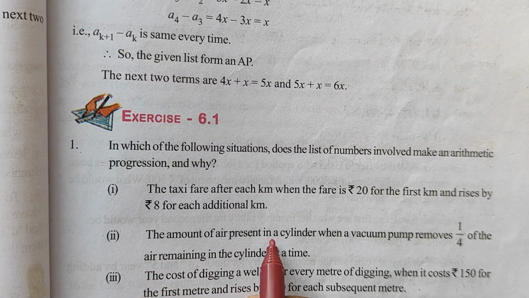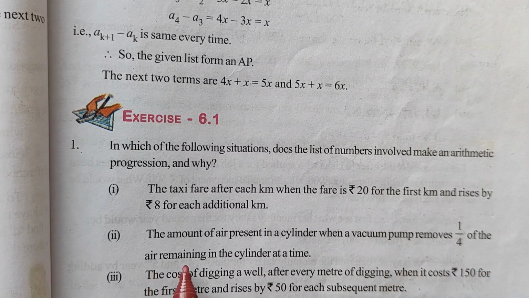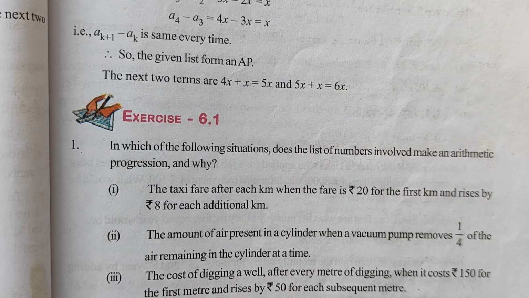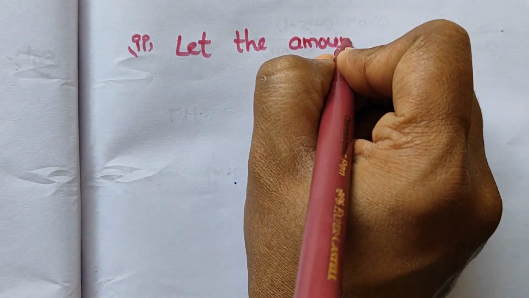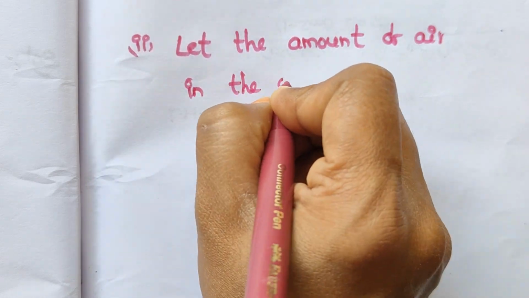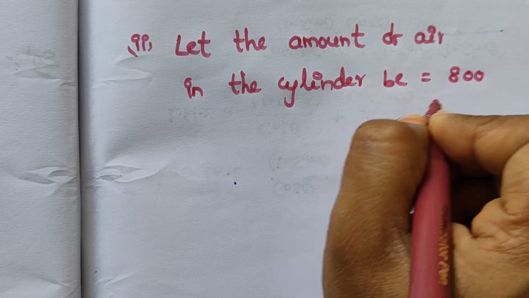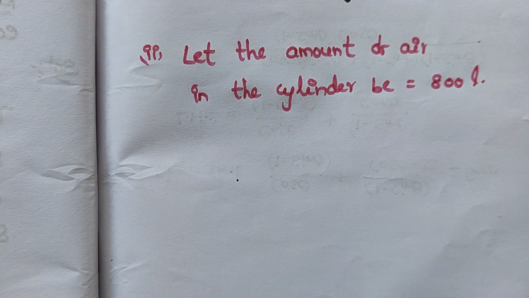Second problem, the amount of air present in a cylinder when a vacuum pump removes 1/4 of the air remaining in the cylinder at a time. Solution, let the amount of the air in the cylinder be some 800 liters.